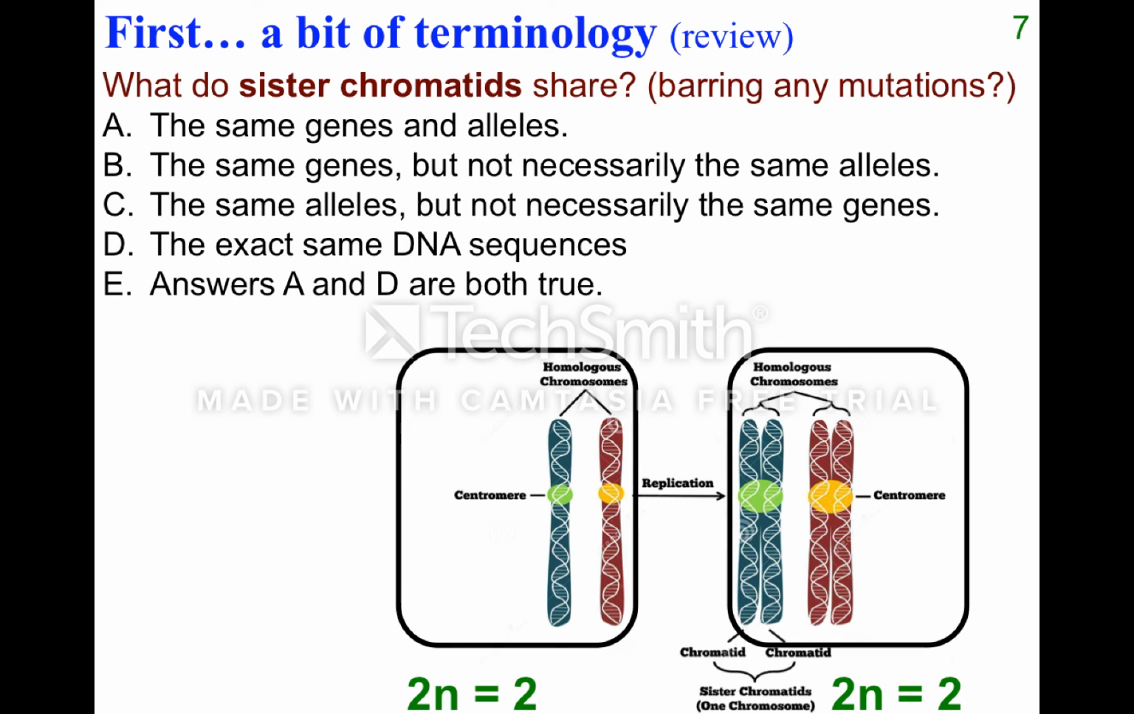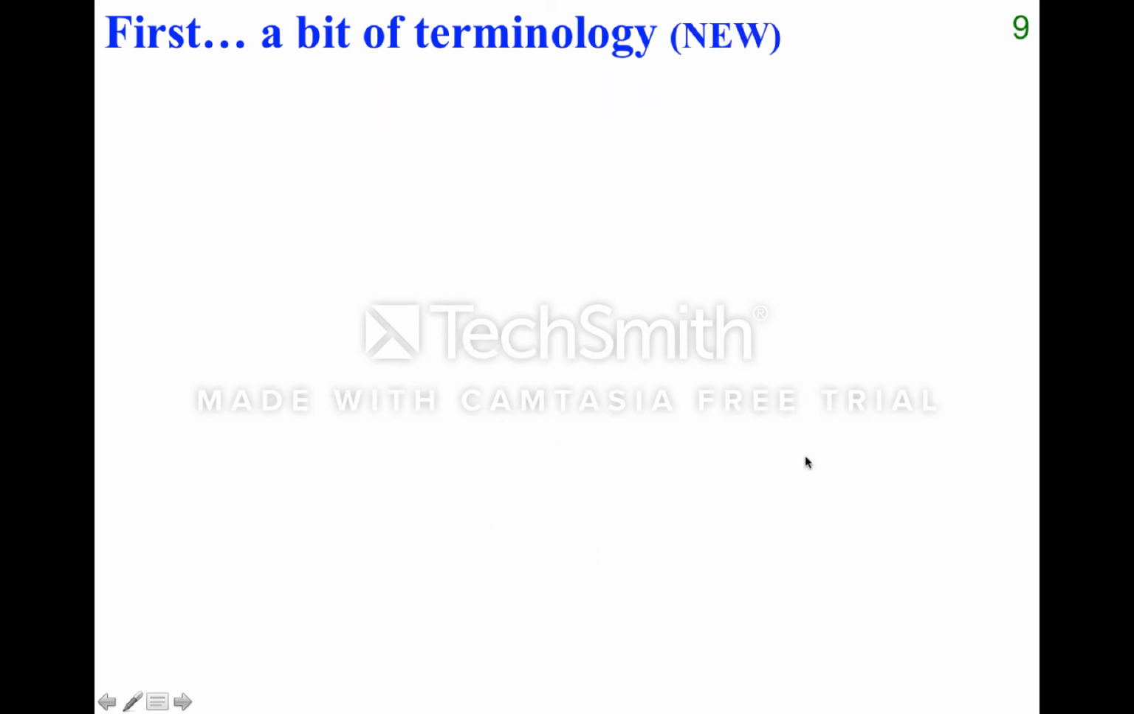Okay, and continuing on, for sister chromatids, answers A and D are both true. They share the same genes and the same alleles, as well as the exact same DNA sequences, unless there are any mutations, because you did DNA replication to take this one DNA molecule and make 2 exact copies of it. So it makes sense that both the genes and the alleles would be the same for sister chromatids, even though the alleles could be different between homologous chromosomes. All right, so getting into some new terminology then.